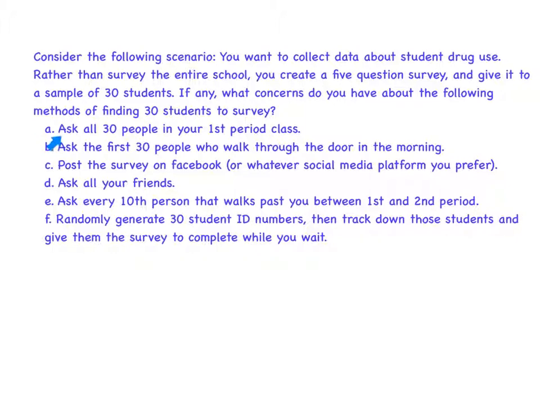So this isn't inherently a problem unless your first period class is like AP statistics or something like that. So a first period class could be a problem, and this is what's called a convenience sample. Basically it just occurs when we sample those that are closest to us. And you know, it's not random, so that's generally a problem. Ask the first 30 people who walk through the door in the morning. Again, this is another way of doing a convenience sample.